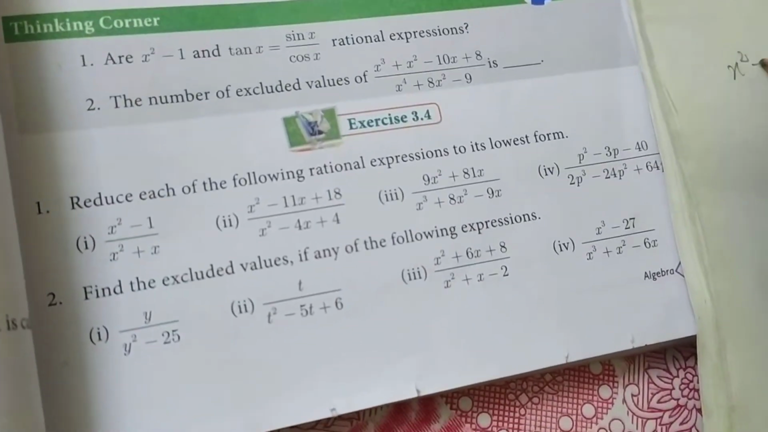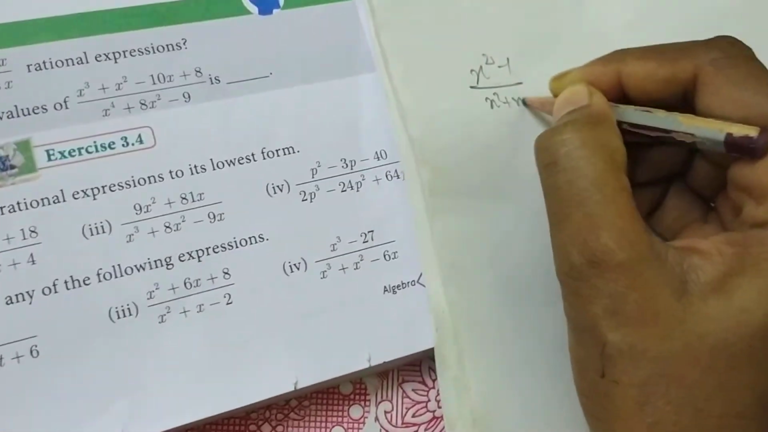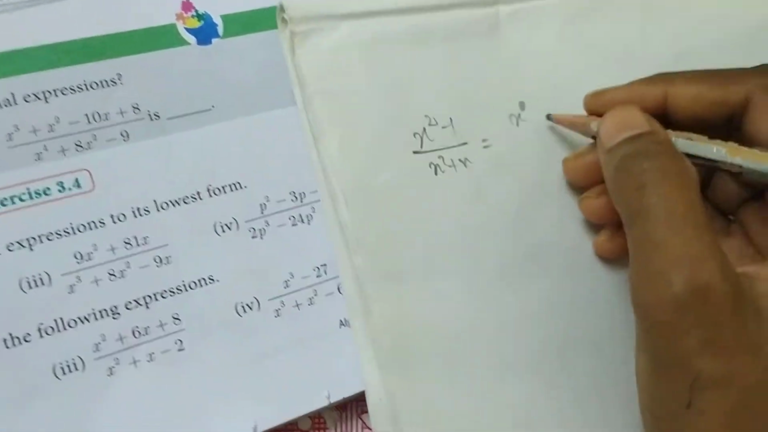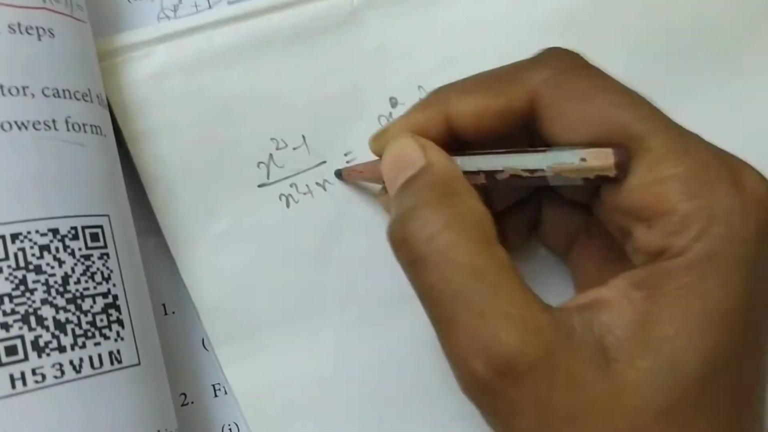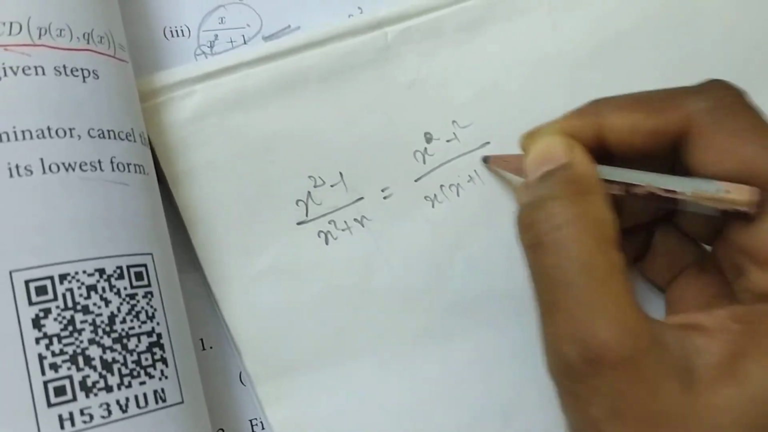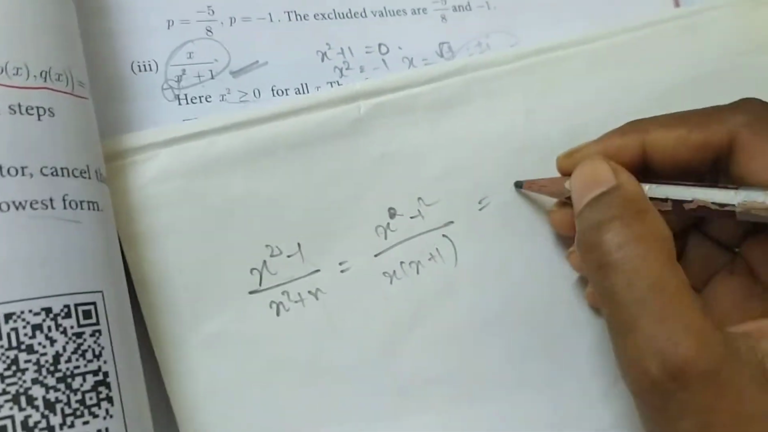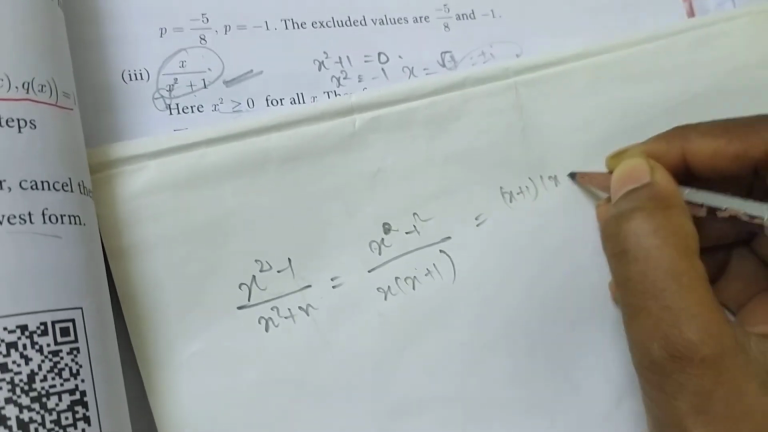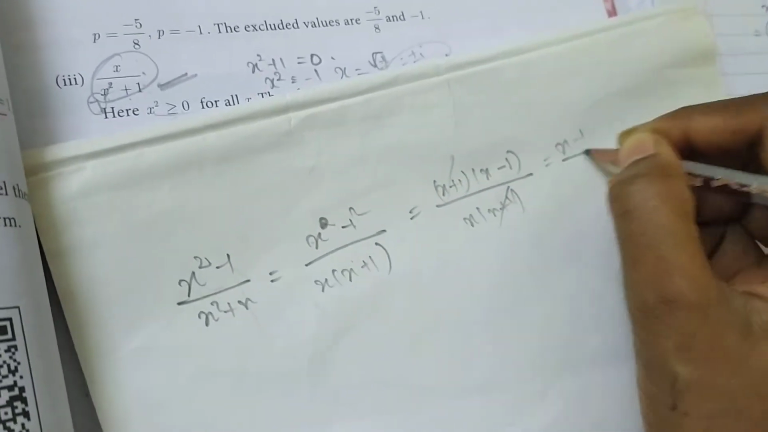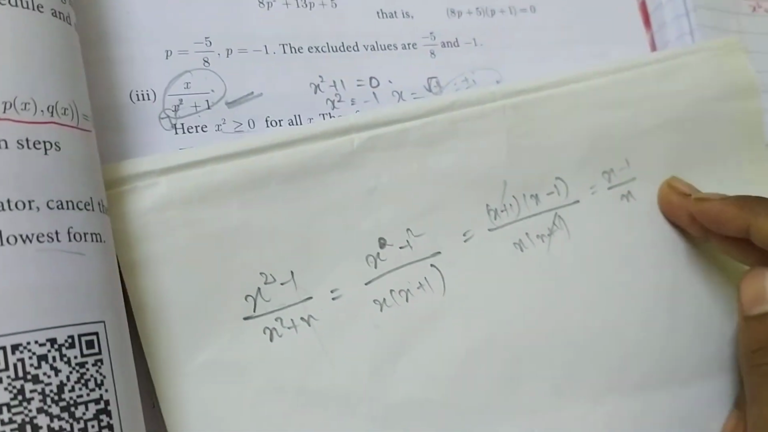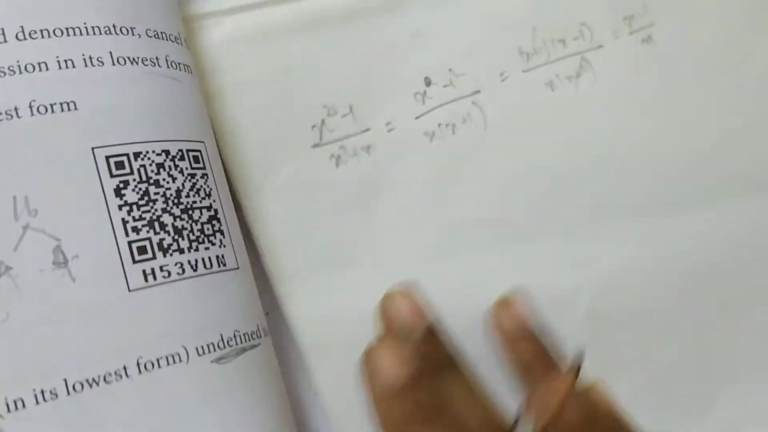Okay. So in the first question, what they gave is x square minus 1 by x square plus x. What are they asking? A rational expression means we are going to cancel the common factors. So x square minus 1 square by x is common, x plus 1. a square minus b square is a plus b into a minus b, division of x into x plus 1. Cancelling this, what I am getting is x minus 1 by x. There is no common factor, so your GCD is 1. So this is the rational lowest form.